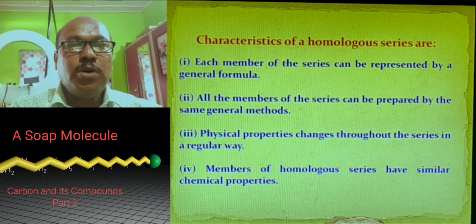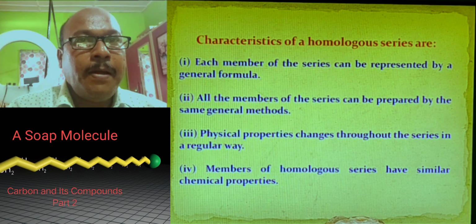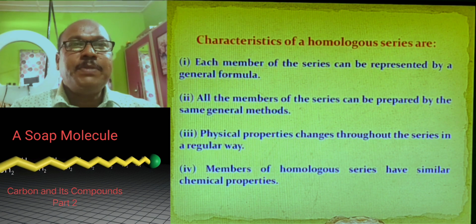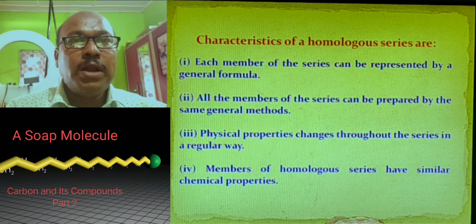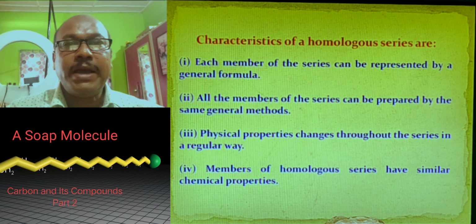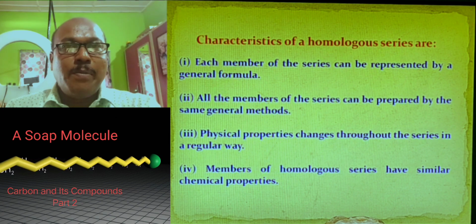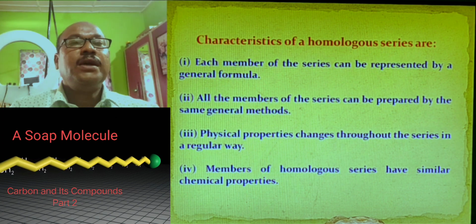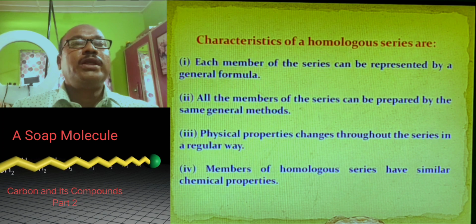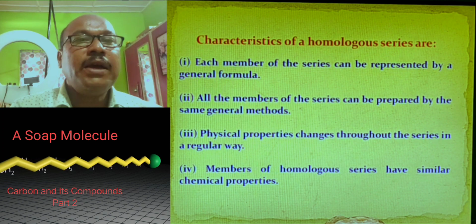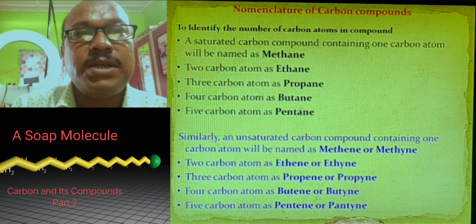Now the characteristics of the homologous series. The first characteristic we can see in this display: each member of the series can be represented by a general formula, as I have already mentioned. Second, all the members of the series can be prepared by the same general method. Number 3, the physical properties of the compounds in the homologous series may differ slightly from each other. But number 4, all the members of the homologous series have similar chemical properties. So these are the four very important characteristics of the homologous series.